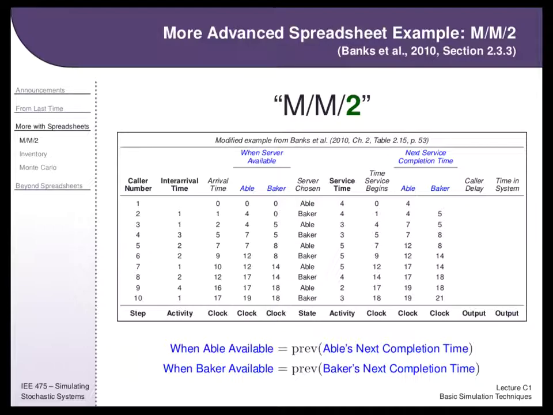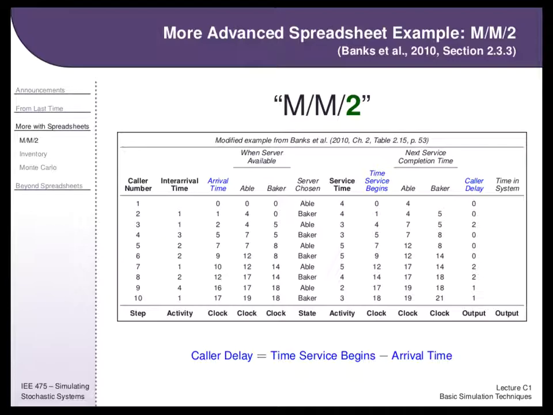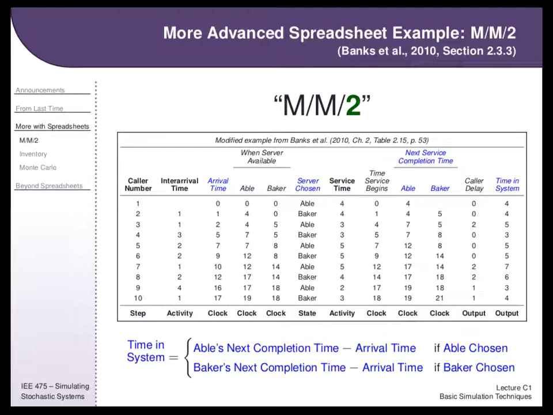So this, in principle, gives us a way to use a spreadsheet to go through a simulation of an MM2 queue. You could generate all sorts of interarrival times and all sorts of service times, and it would just recalculate. And then we could calculate these performance metrics here, like how long did this caller have to wait? Well, that's going to be whenever their service began minus their arrival time. And then how long did they stay in the system? Well, that gets a little complicated. If Able was chosen, it's Able's next completion time minus arrival. Or if Baker, it's Baker's next completion time minus arrival. And that gives us our total time in system.